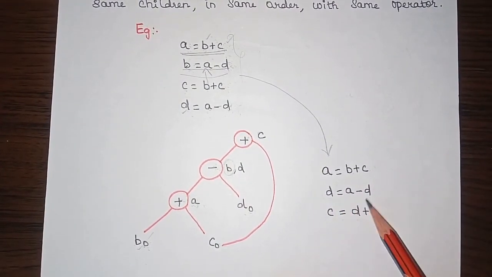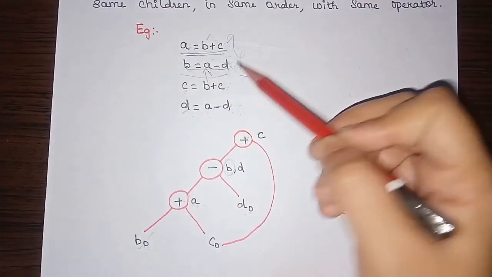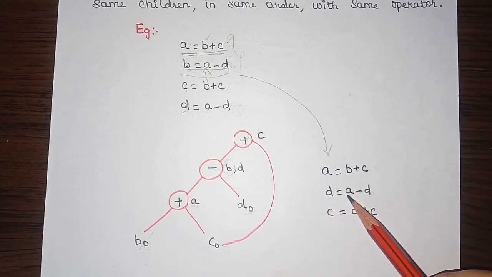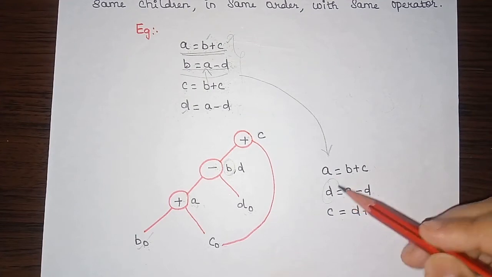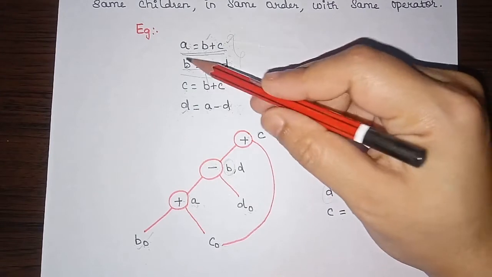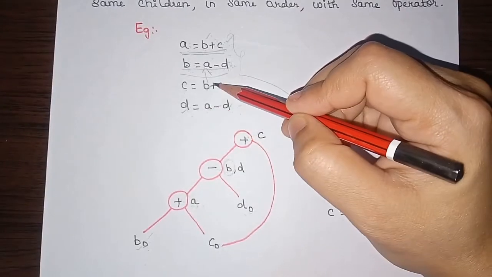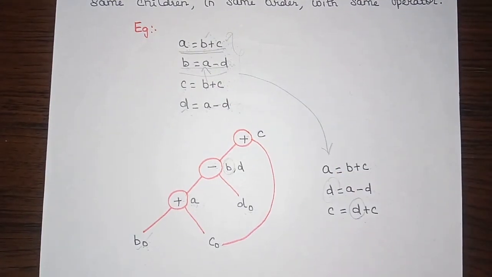So we are rewriting this statement as d is equal to a minus d. So instead of taking it as b is equal to a minus d, we are rewriting it as d is equal to a minus d. So in the place of b, we have to replace it with d. Wherever we have b, we have to replace it with d. So in this expression, you can see we are replacing the symbol d for b. So this is how we are performing the elimination of local common sub expressions.